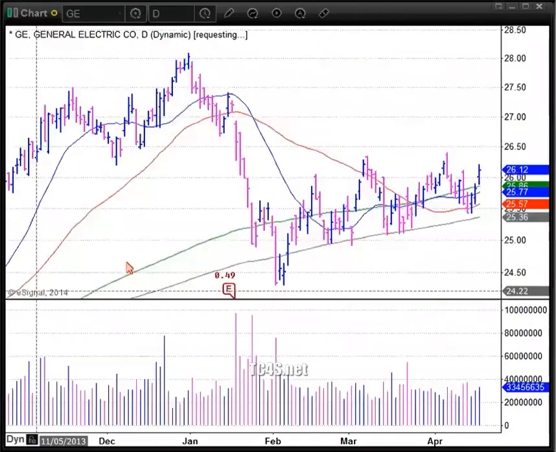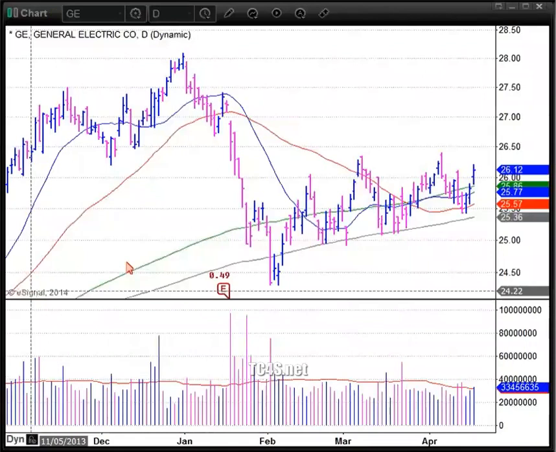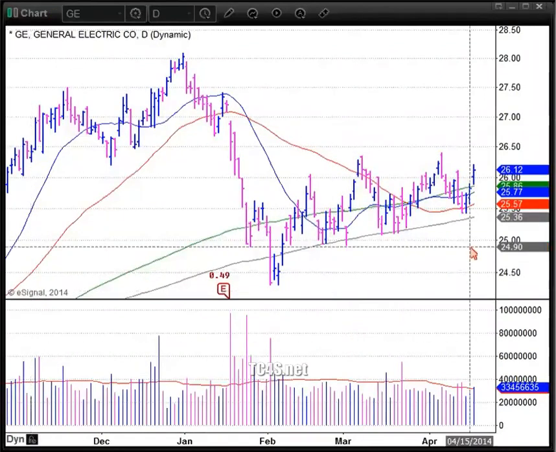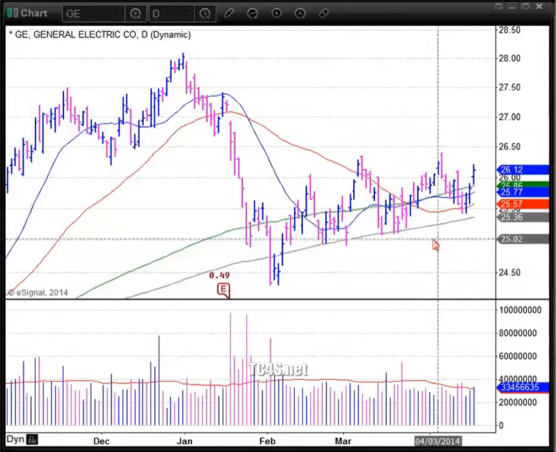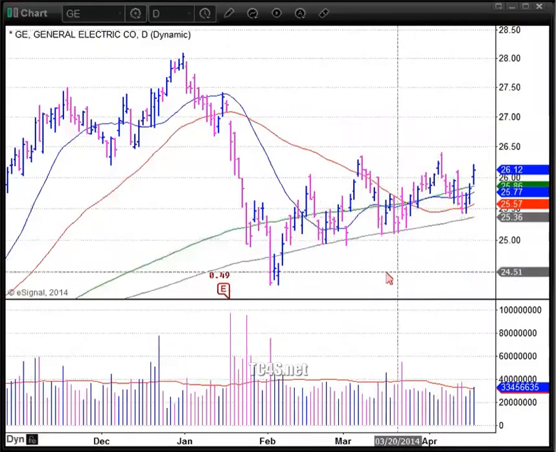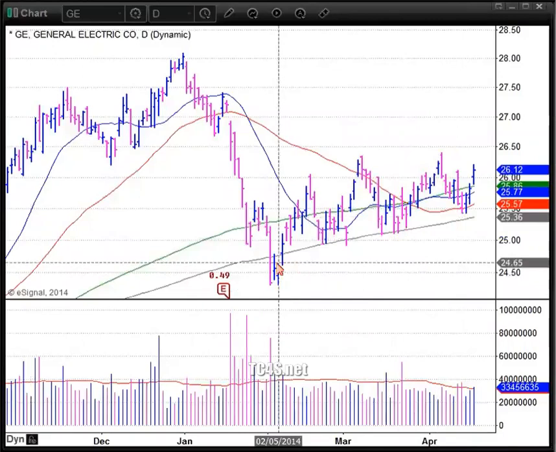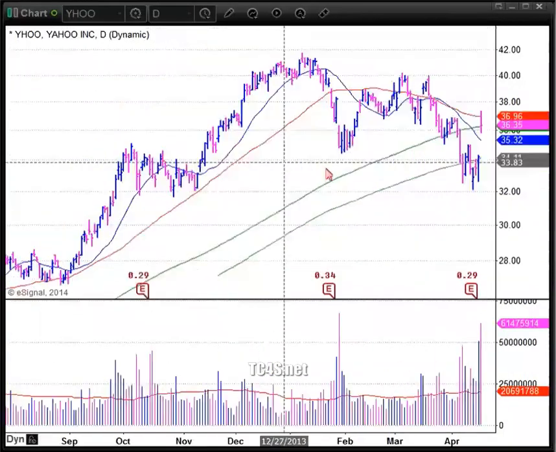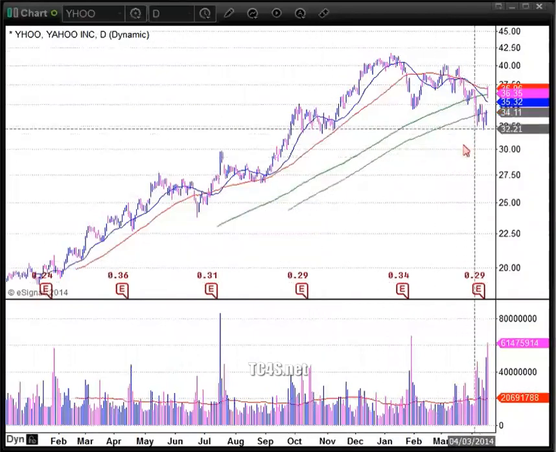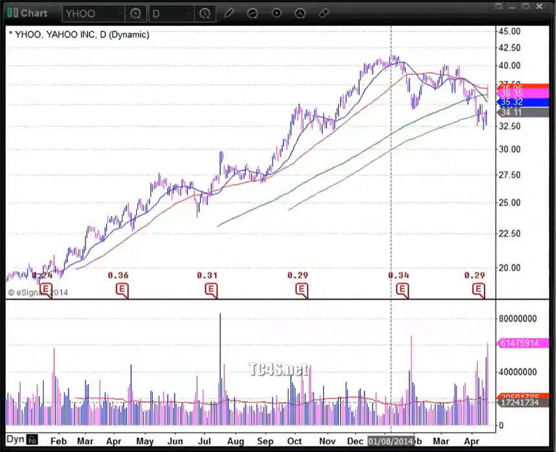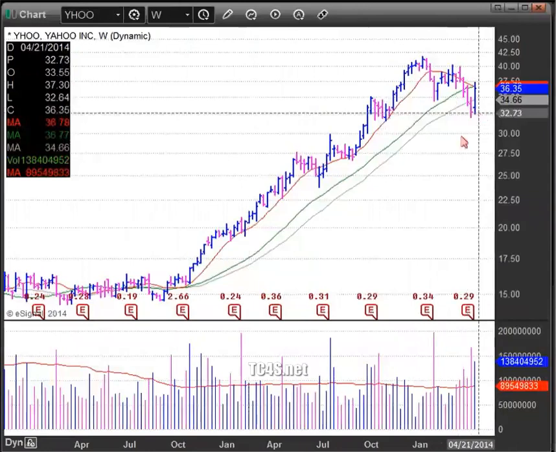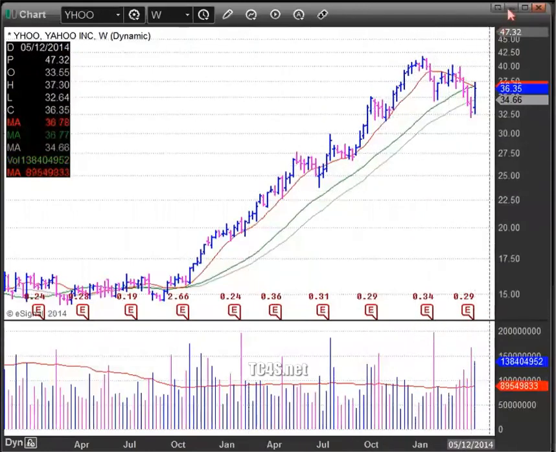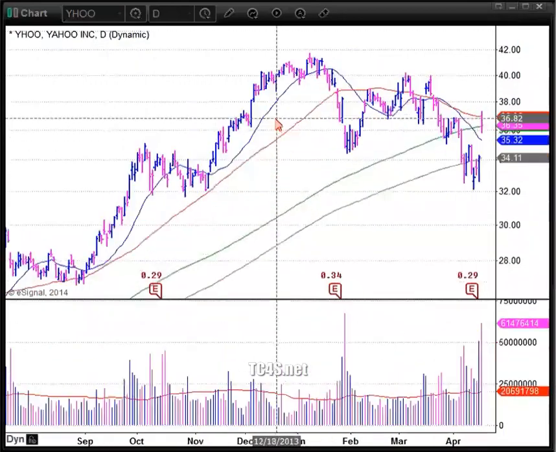Then you have something like GE, which is one of these names benefiting from this rotation into the bigger cap value. GE is definitely a big cap value play that I talked about recently that may be trying to bottom here as it pulls back to the 200-day. We got a big pop in Yahoo today. This was the first time in quite some time that Yahoo came back to that 200-day, or on a weekly, the 40-week, and it came ripping back through it. So maybe we've established the low here on Yahoo.